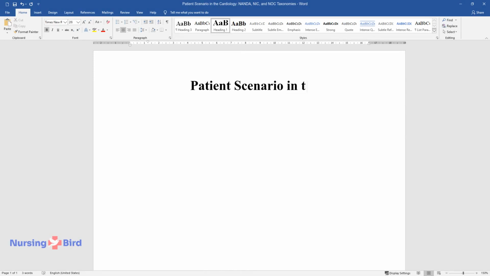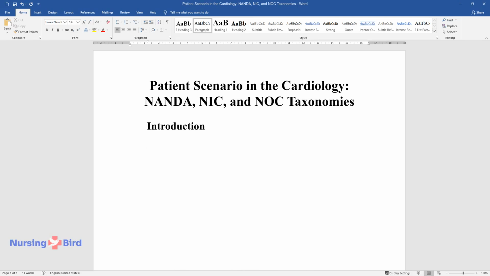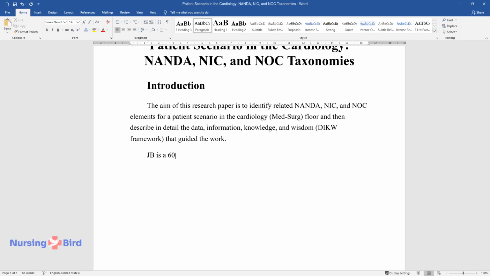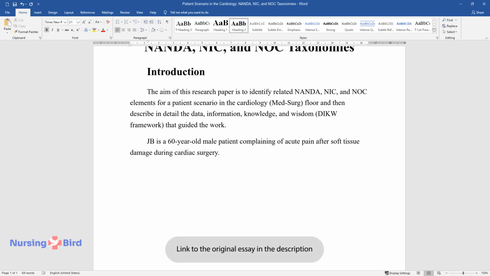Patient scenario in the cardiology, NANDA, NIC, and NOC taxonomies. Introduction. The aim of this research paper is to identify related NANDA, NIC, and NOC elements for a patient scenario in the cardiology Med-Surg floor and then describe in detail the data, information, knowledge, and wisdom (DIKW) framework that guided the work. JB is a 60-year-old male patient complaining of acute pain after soft tissue damage during cardiac surgery.